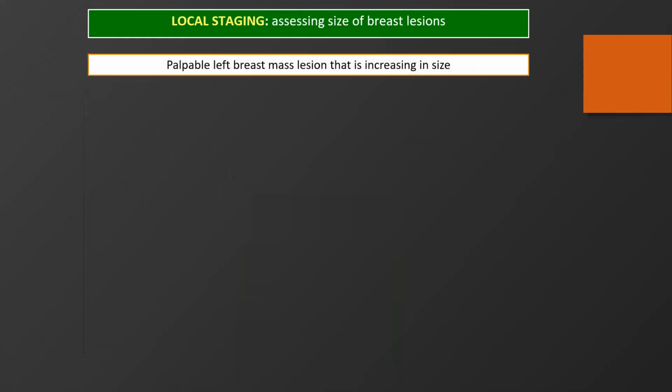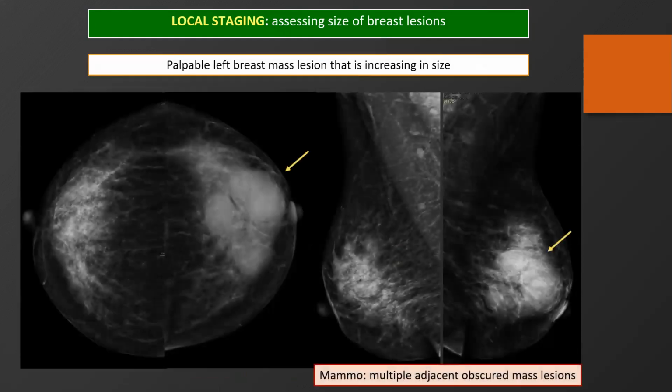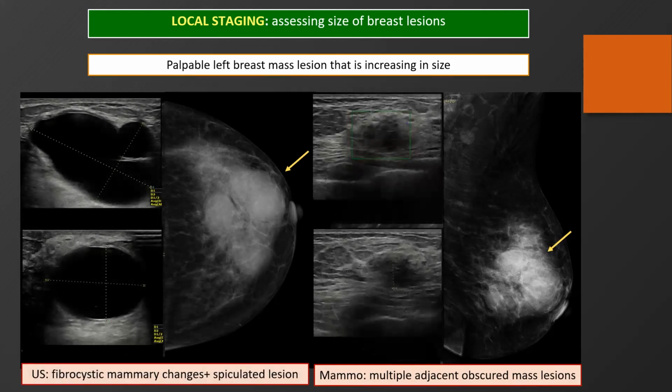This is a case of a palpable left breast mass lesion, which is increasing in size. The mammogram revealed multiple adjacent obscured mass lesions, and the complementary ultrasound revealed fibrocystic mammary changes, but there was a spiculated mass which was not detected on the mammogram. So we have to go for contrast-enhanced mammography. Yes, I think that's right, Dr. Ma, because a surgeon will never believe the discrepancy between what he sees with his hand and what we see. So you think contrast mammography is essential in this case.